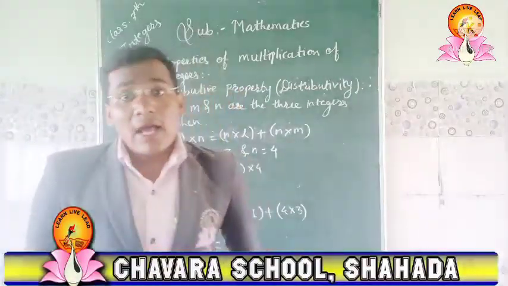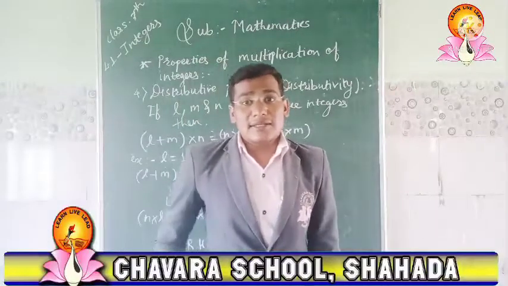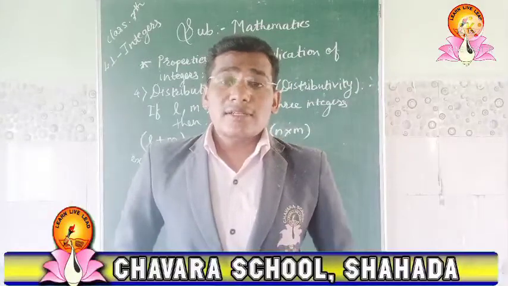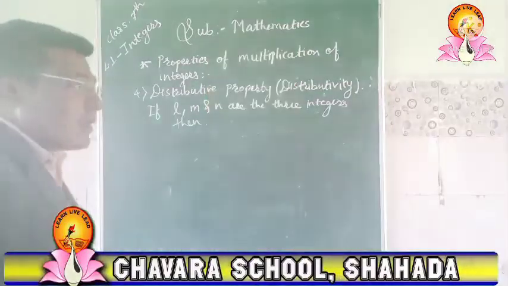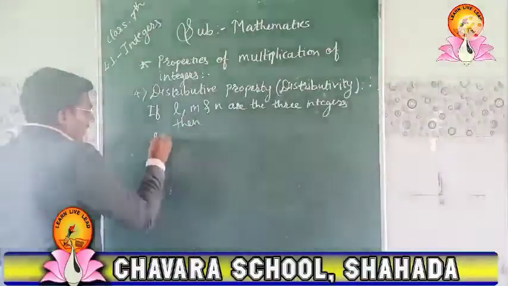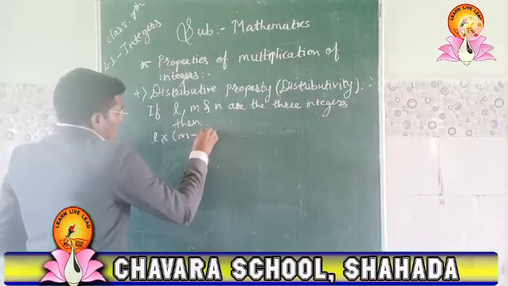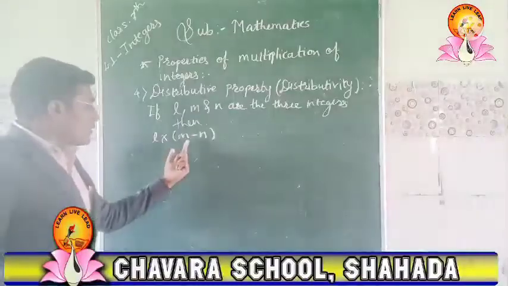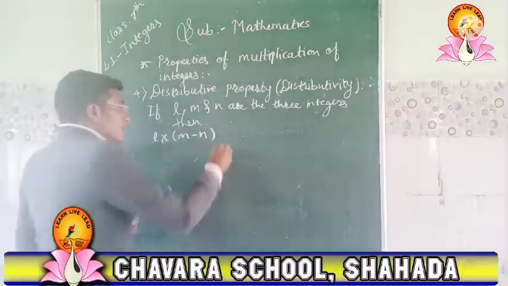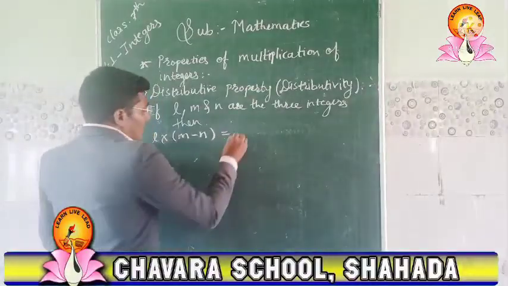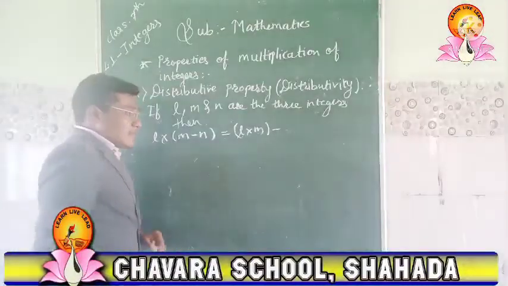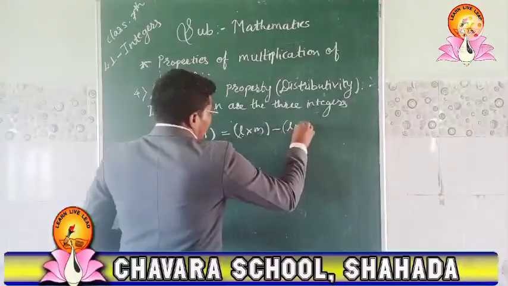Now if in the place of addition there is a subtraction, will that rule be the same, will it be true, or will the answer be the same? Let's see that also. Same rule, only there will be a subtraction sign. So L into M minus N. In the last property we saw that there was an addition in the place of the subtraction sign. Now if subtraction is there, then L into M, only in the place of the addition sign subtraction will be there, and L into M.